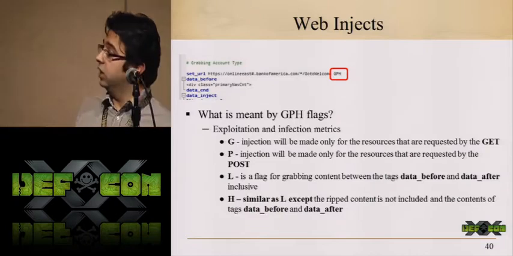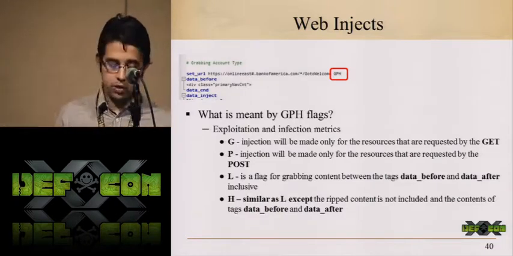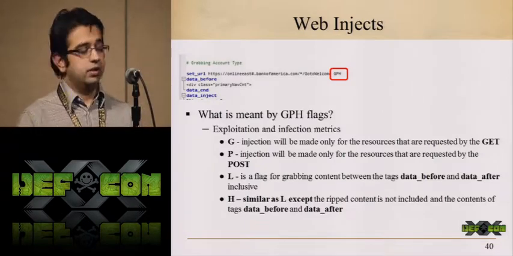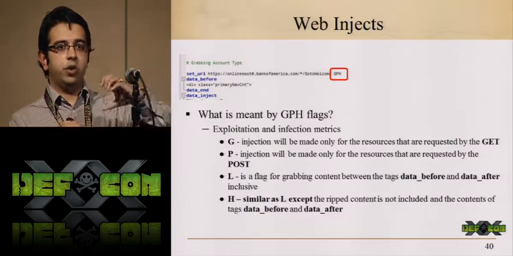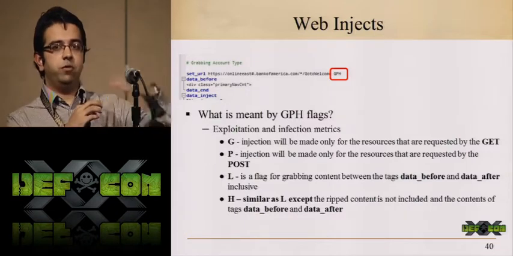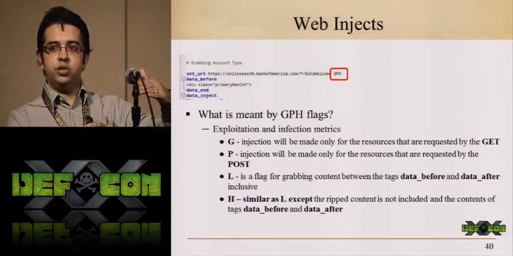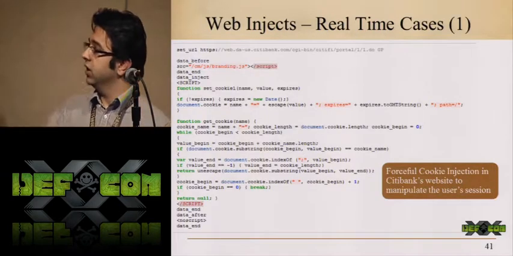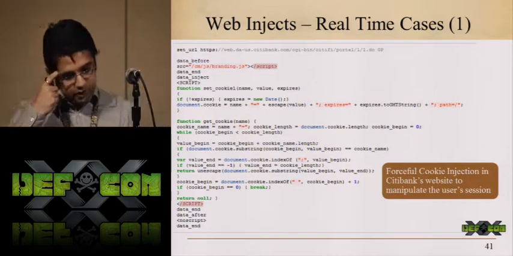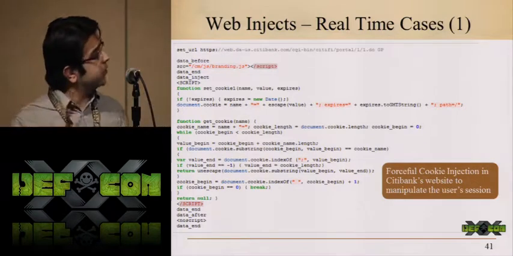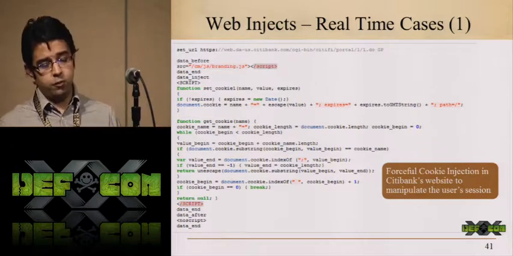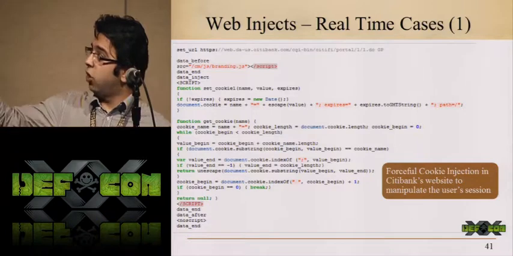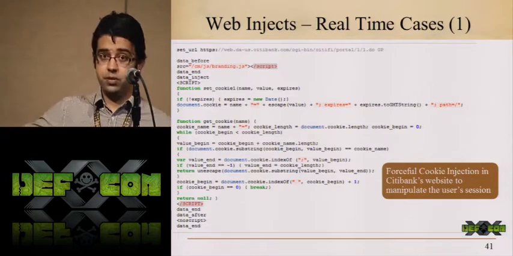There is an explanation out there for L and H, but typically it is against GET and POST requests. Then you specify that in a particular web page, you want to inject a certain kind of data before this tag, what kind of data you want to inject, and what content has to go after that. This is a real-time web inject, and this attack was conducted against Citibank. It's like a forceful cookie injection, and so the bot injects all that code into the web page.